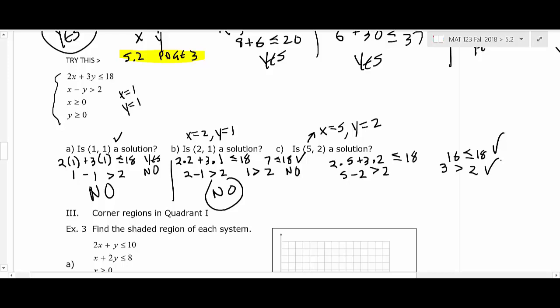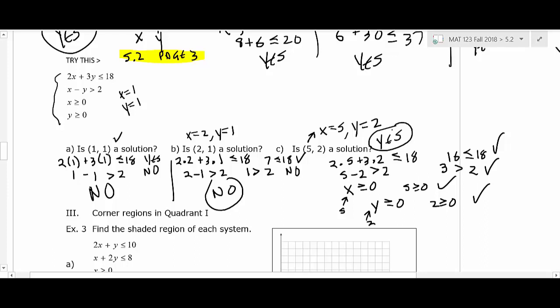I'm just simply plugging in and seeing if it works or not. If you go to the next one, the next inequality is x greater than or equal to 0. Well, x is 5, so 5 is greater than or equal to 0 is also right. The last inequality is y greater than or equal to 0. Well, y is 2 in this problem, so 2 is greater than or equal to 0 would also work. So the only one that works is this one. The first 2 did not work.